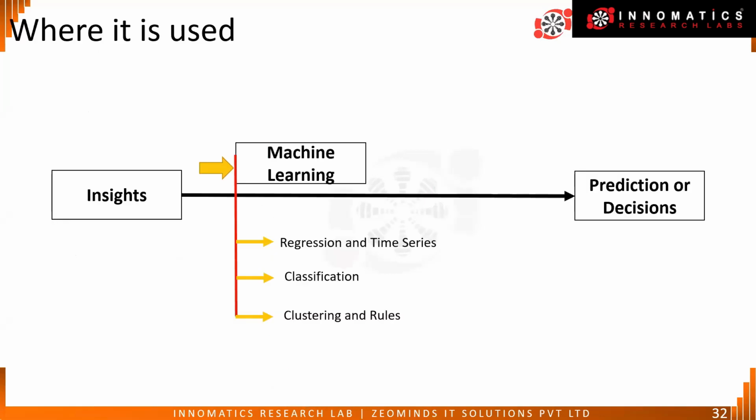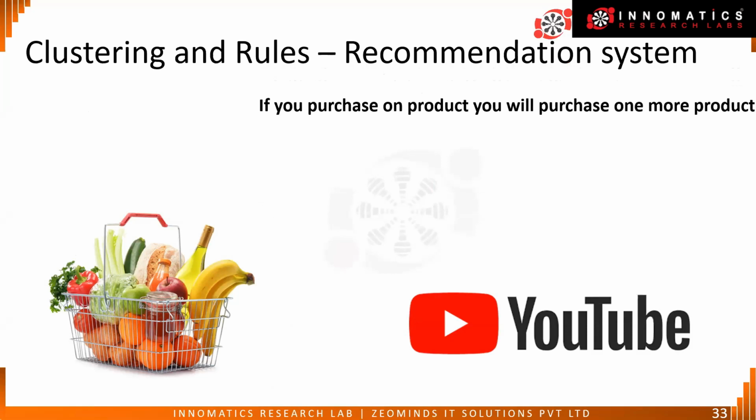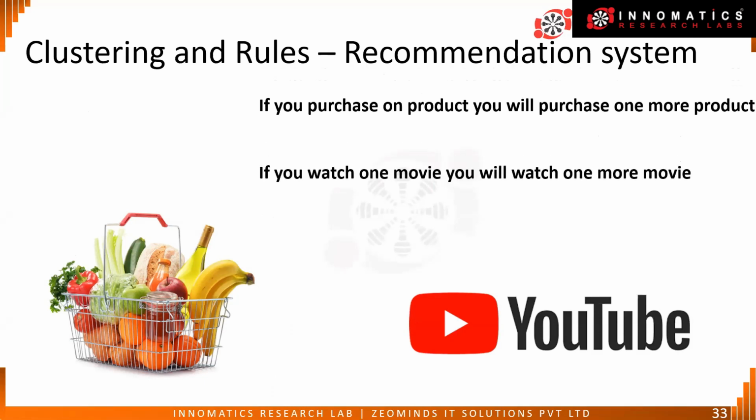Next, let's talk about one more algorithm, clustering and rules. There are a lot of applications of clustering and rules. One of the applications is the recommendation system, and it is very simple. It says that if you purchase one product, you will also purchase one more product. That is market basket analysis. The same thing is applied in YouTube, Amazon, and many others: if you watch one movie, you'll also watch one more clip.